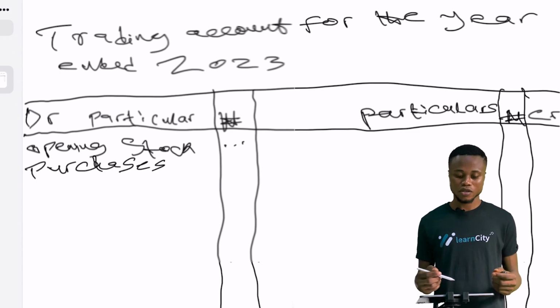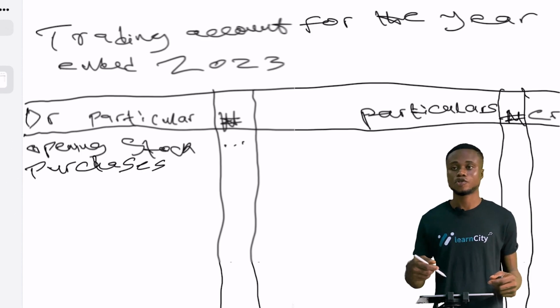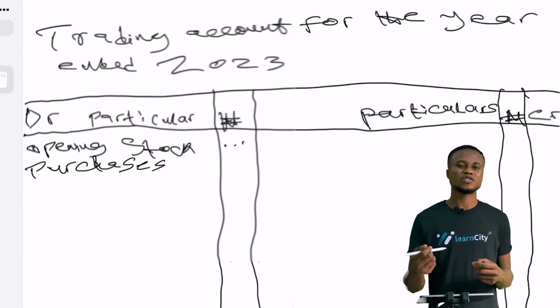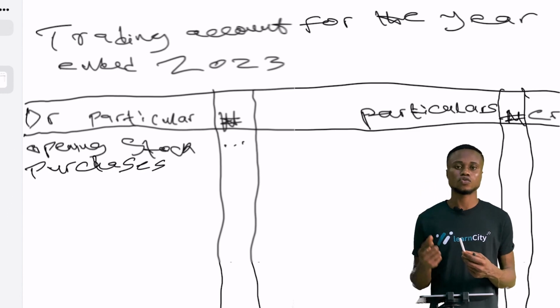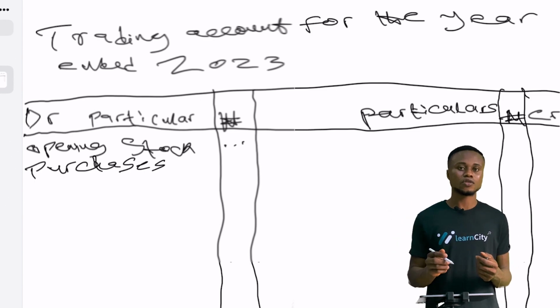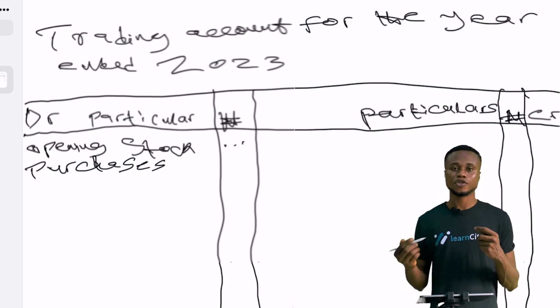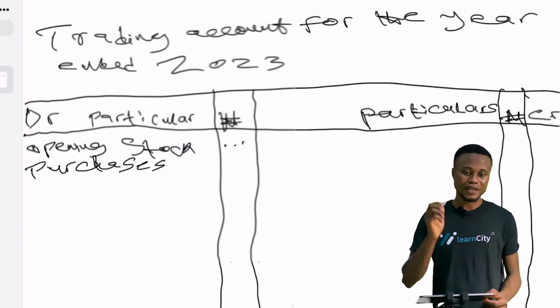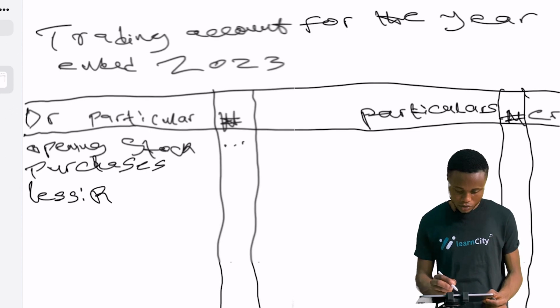After buying of goods, there will be some issues in trading, of course. Most of these issues we categorize as returns, and returns have two types. We have return inwards and we also have return outwards. These returns we usually deduct, so we write less. For this one, I'm going to make use of return outwards. So you have to write less return outwards.